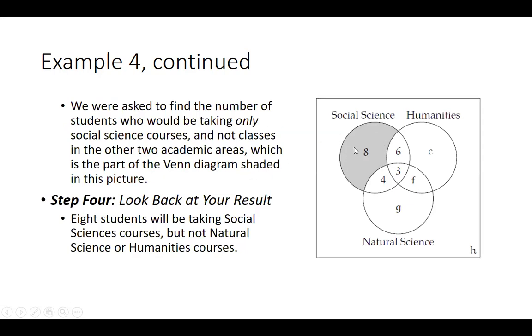We were asked to find the number of students who would be taking only social science courses and not classes in the other 2 academic areas, which is the part of the Venn diagram shaded in this picture. It's the 8 that we just found. So looking back at our result, 8 students will be taking social science courses, but not natural science or humanities.